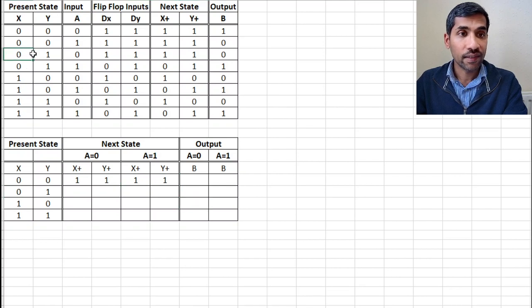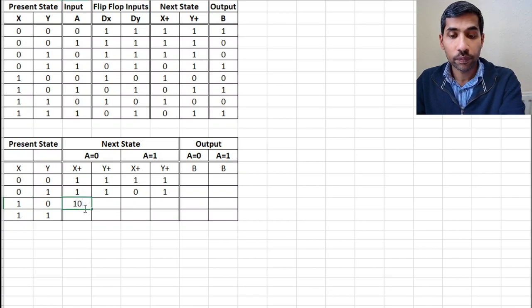If you were in state 0 1 and you get an input of 0, you go to the state 1 1. And if you get an input of 1 when you are at 0 1, you go to the state 0 1. So you remain basically in the same state. Similarly, you can write the state corresponding to the state 1 0 and input 0, which is 1 0.